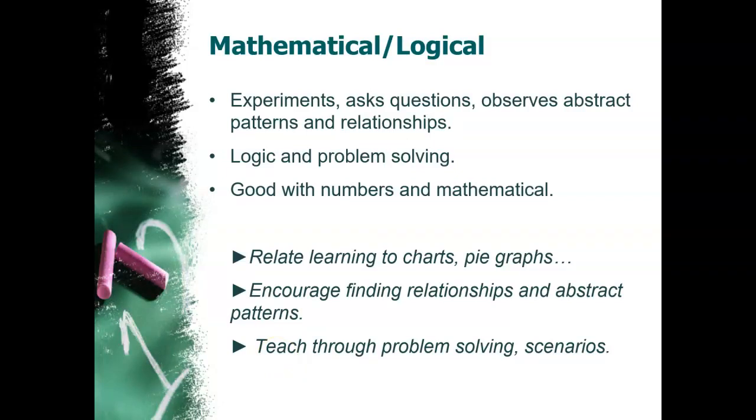The next type of learner is a mathematical or logical learner. Mathematical or logical learners like experiments, they like to ask questions. They like logic and problem solving, and they're very good with numbers and mathematical problems. This type of learner relates to charts and pie graphs. They like to find relationships and abstract patterns, so if you can encourage that, that helps them learn. You can also teach through problem solving and scenarios. These are all ways to engage the mathematical or logical learner.